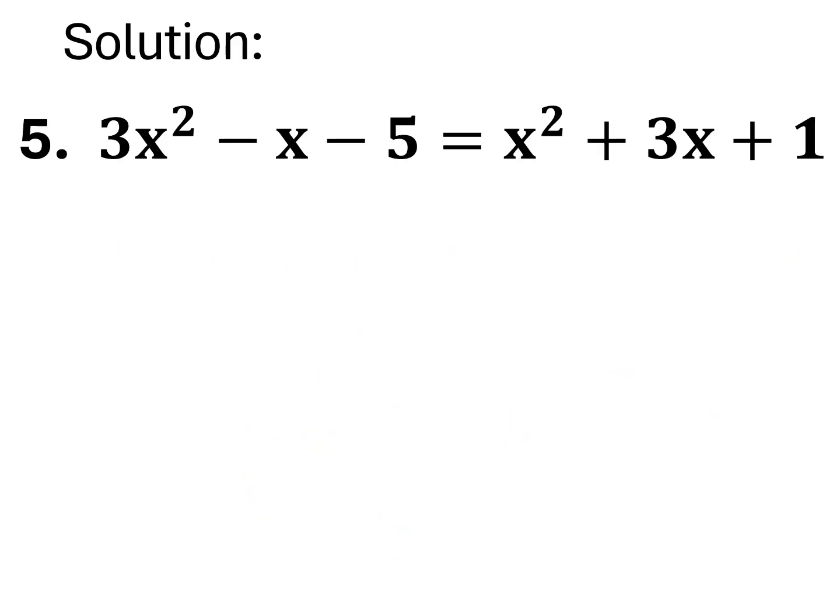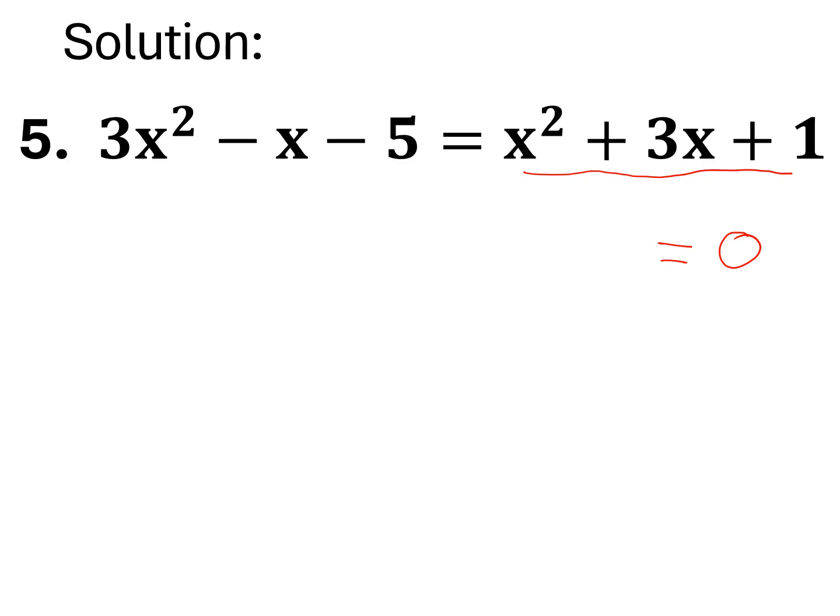Now I'll show you the solution of item number 5. The equation is 3x squared minus x minus 5 equals x squared plus 3x plus 1. The equation is not yet written in standard form, so we need to transform it. All the terms on the right side we're going to transfer to the left side, so that the right side is equal to 0.